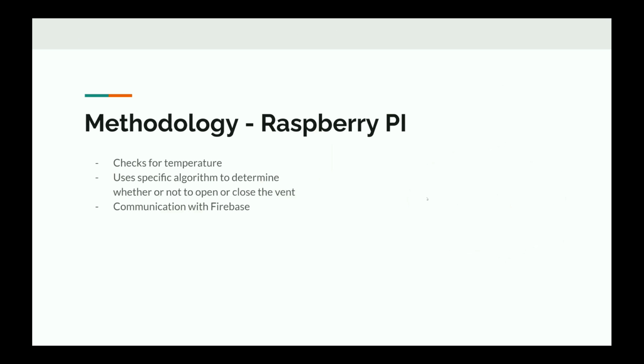So the next part is my Raspberry Pi. The Raspberry Pi is responsible for checking the temperature and then using a specific algorithm to determine whether or not to open or close the vent. And then finally, it also communicates with Firebase in order to supply it with information so that the Firebase can also update it to the app.